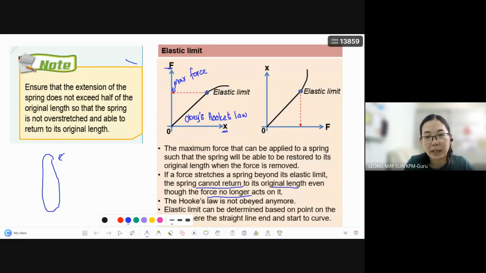How do we identify the elastic limit? It is the position whereby the graph starts to curve. All right, that is actually the elastic limit. Initially, it's a straight diagonal line. Then it starts to curve already. Then this position is actually known as the elastic limit, and the corresponding force is actually the maximum force that the spring or the material can actually withstand, all right, while going back to the original shape and size. Okay, so this is actually for elastic limit.